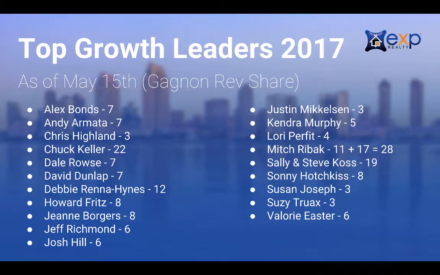Chris Hyland is 3 wide. Chuck and Doug are 22 wide. Dale is 7 wide. David is 7 wide. Debbie is 12 wide. She's been here like 6 months. Howard is now 8 wide. Jeannie is 8. Jeff Richmond is 6. He's been here less than a year. Josh Hill, less than a year. He's at 6. Justin has been here a few months, 3 wide. Kendra's 5 wide. Lori's 4.